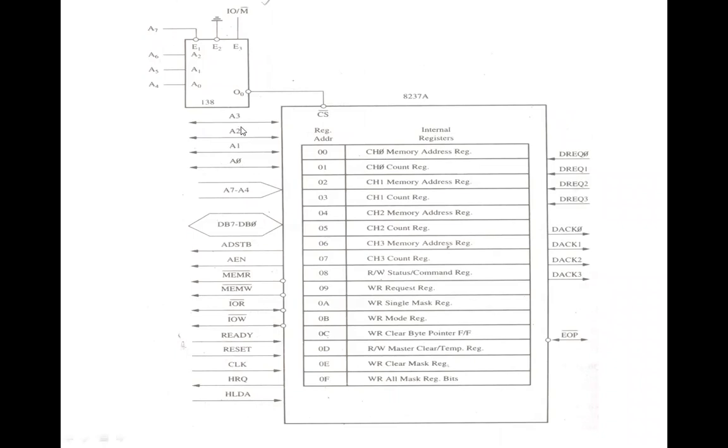And if it is 0001, it is going to select the count register, that is the channel 0 count register. Similarly, all the remaining registers are selected in sequential order. If it is 0010, it is the channel 1 memory address register. If it is 0011, 03 will be the address, that is the channel 1 count register, and so on. Similarly, we have the result up to the 0F address. So this is the way the addressing of the individual registers is done, from 00 to 0F.